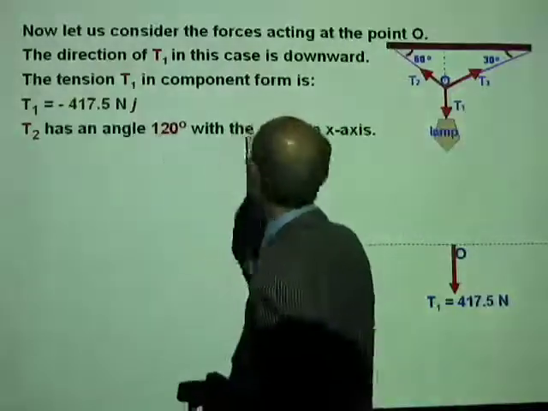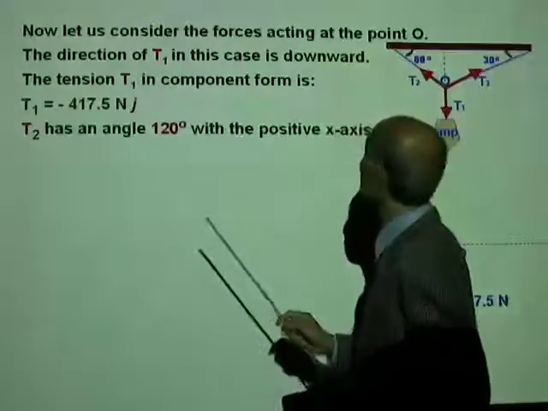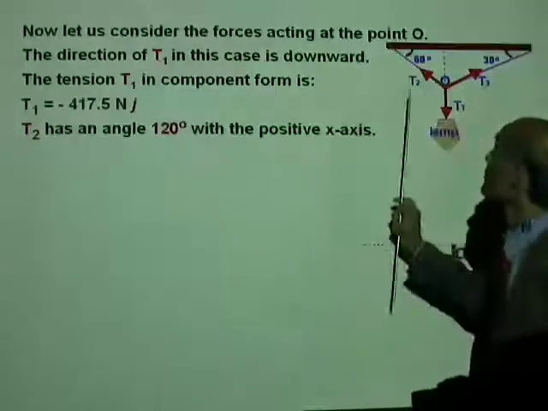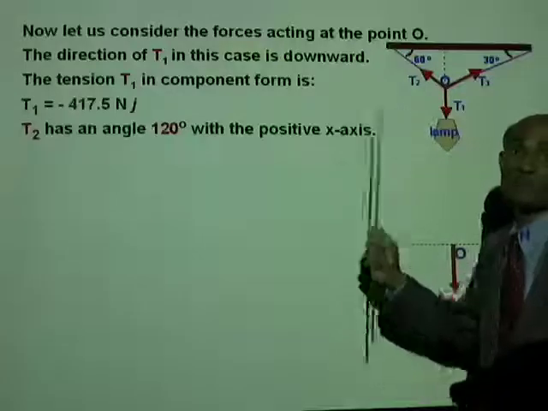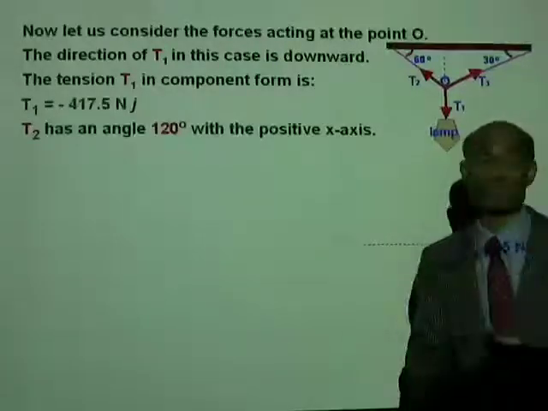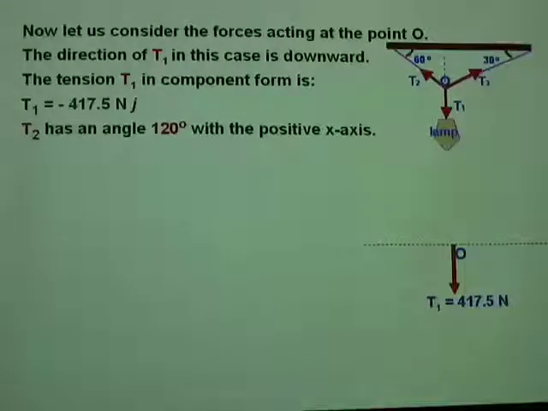T2 makes an angle of 120 degrees with the x-axis. How do I know that? Well, this is T2. Let me see if I can show that to you.